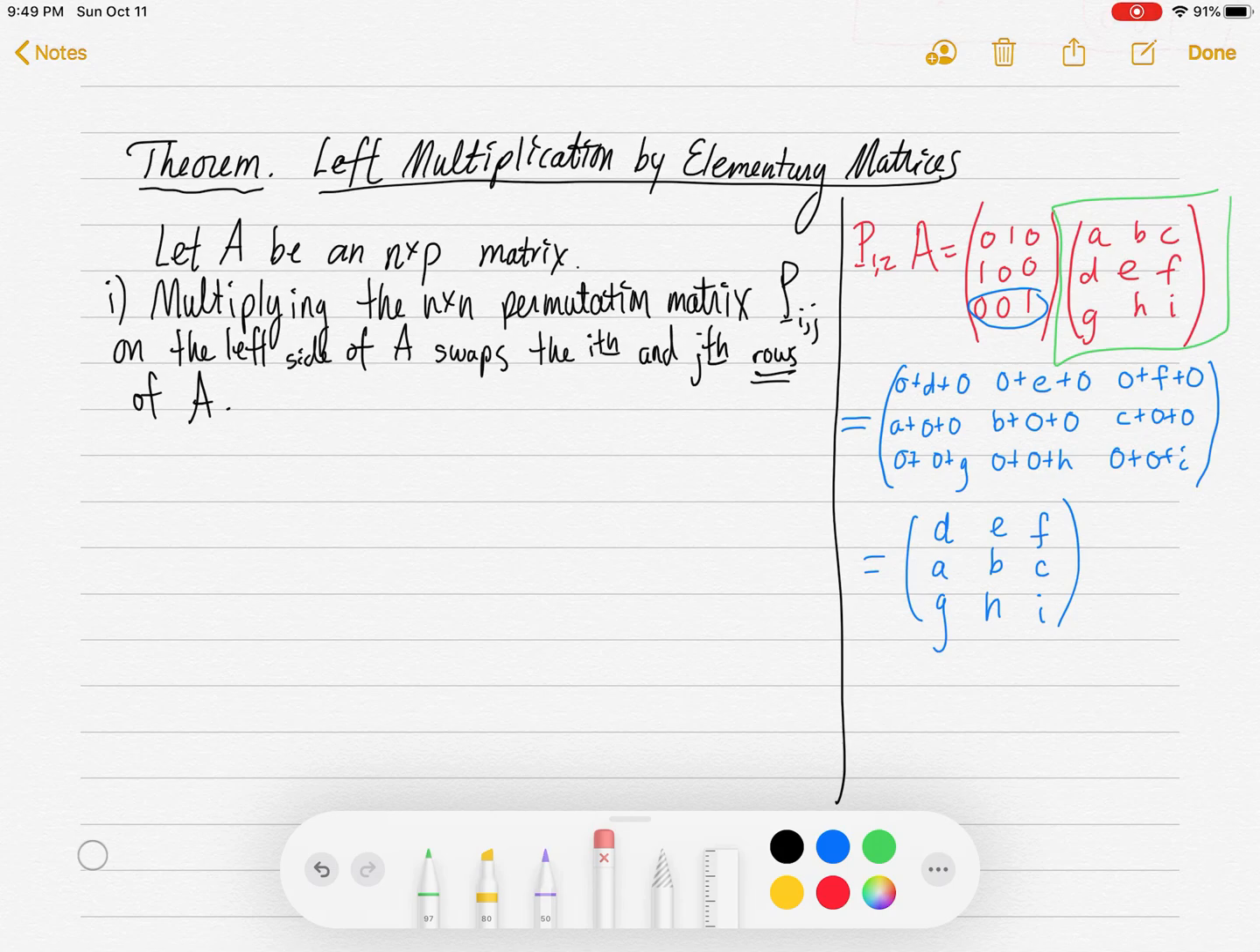We multiplied by P12, the permutation matrix. So it swaps out the first and the second rows. Rows, not columns. Our theorem says it swaps out the rows. Okay, so we're not going to prove that. We just did a special case for 3x3s. Let's go into the second type of elementary matrix.